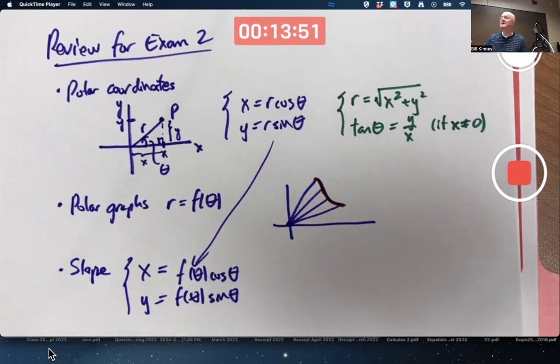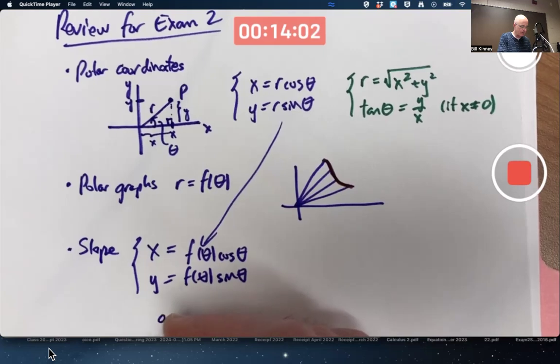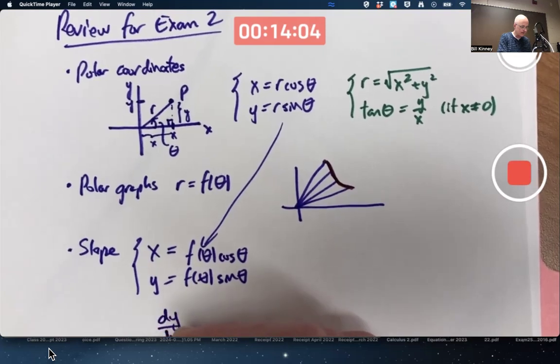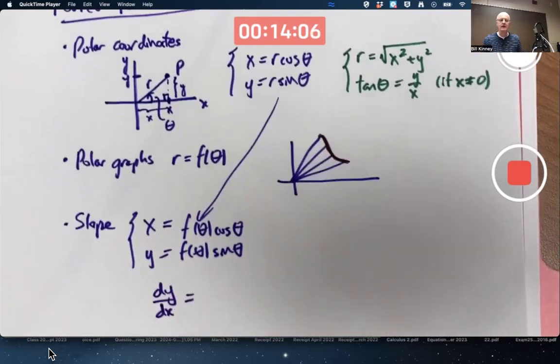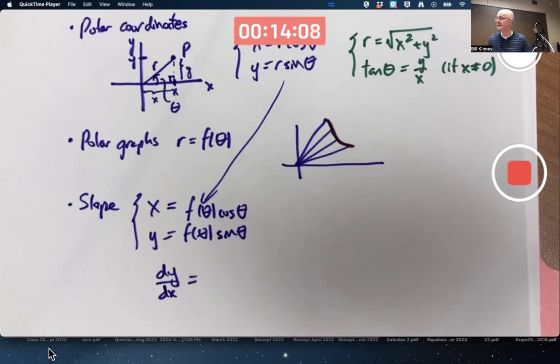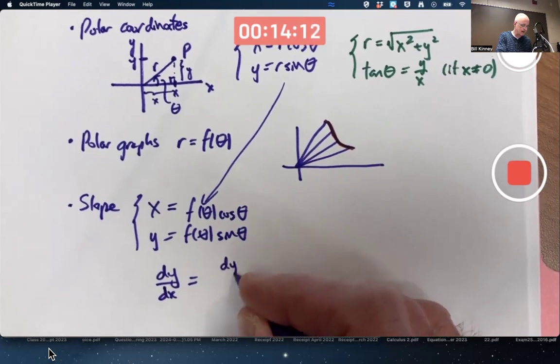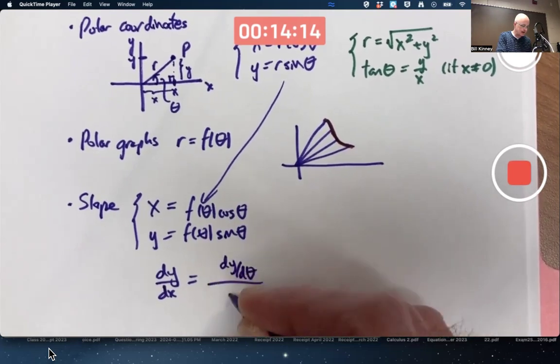And then we can use the ideas from way back in chapter 4 about slopes of parametric equations, their curves, to figure out the slope of this. The slope, writing it as dy dx, is a ratio of derivatives of these things with respect to theta. It's dy d theta divided by dx d theta.